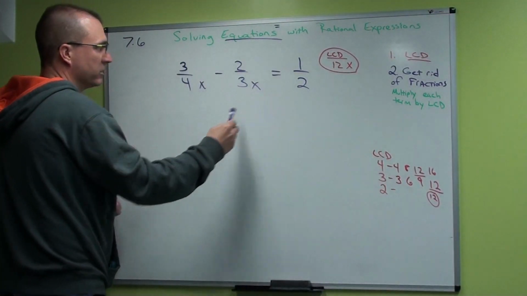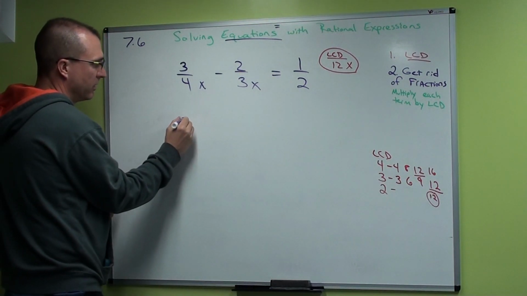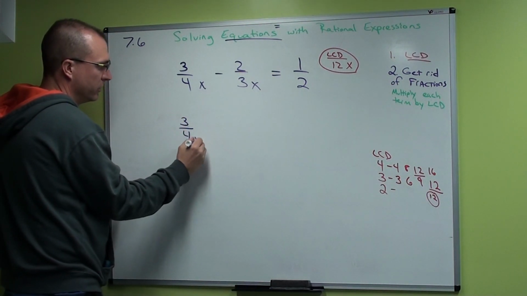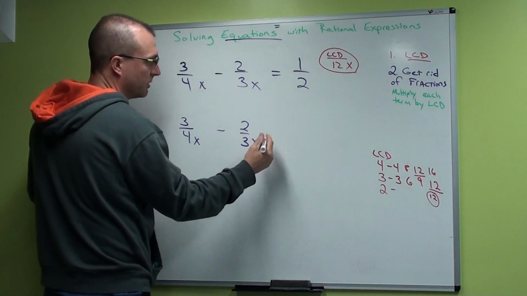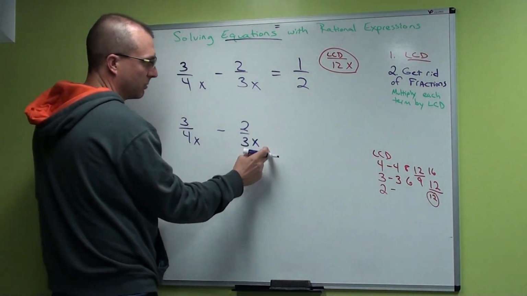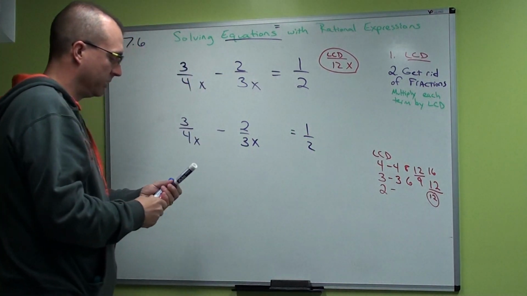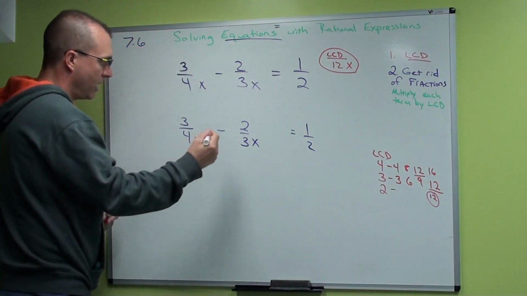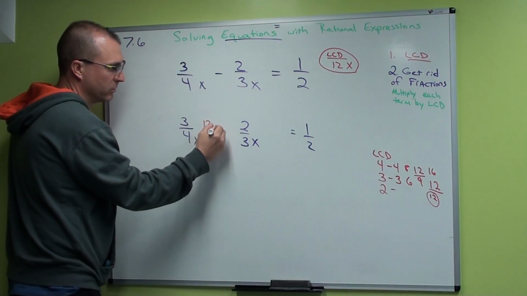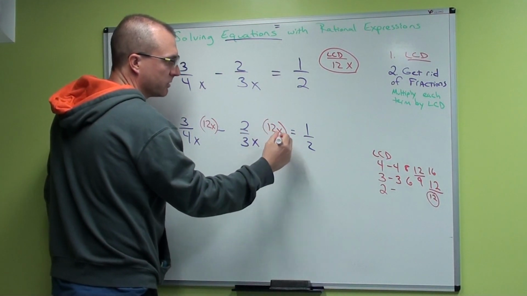I'm going to rewrite this so you guys see it: original problem and then our next step. So I have 3/4 x minus 2/3 x. And I'm leaving a little bit of room in here because I'm going to write in here equals 1/2. So this is what we do now. We take our least common denominator, 12x, and we write it right here. 12x.